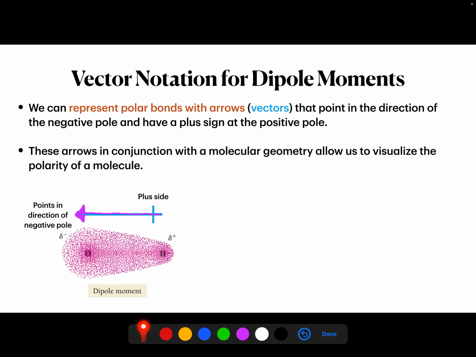The way the vector is set up, the arrow points towards the negative pole, and the vector has a little plus at the positive side. So it's got a little cross on it, if you will.